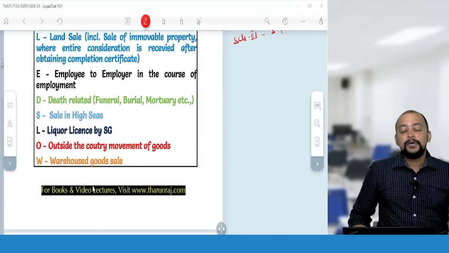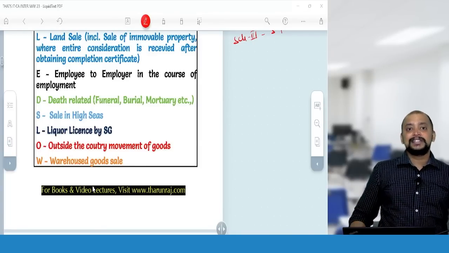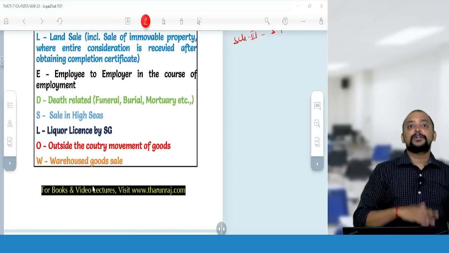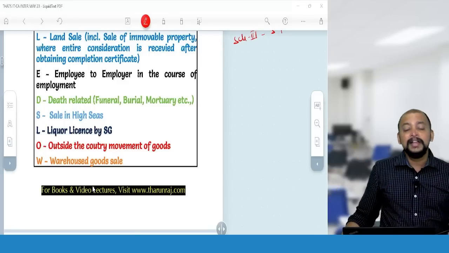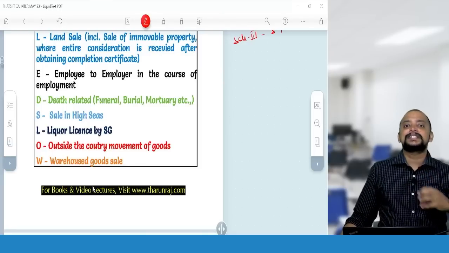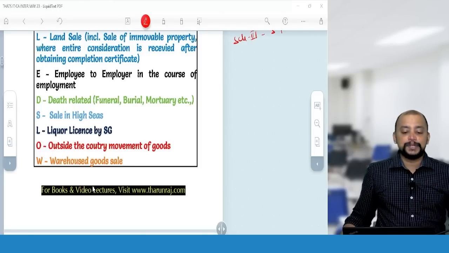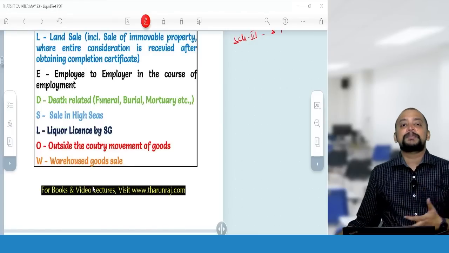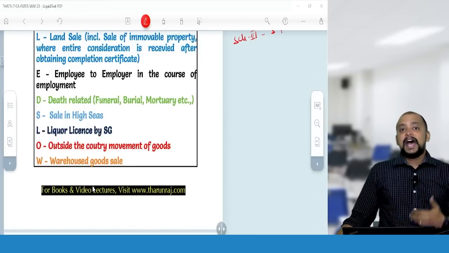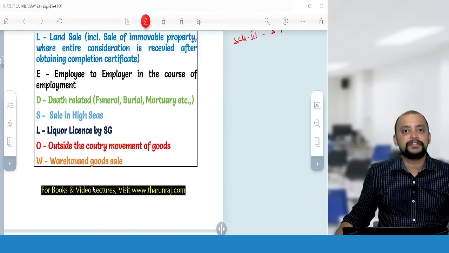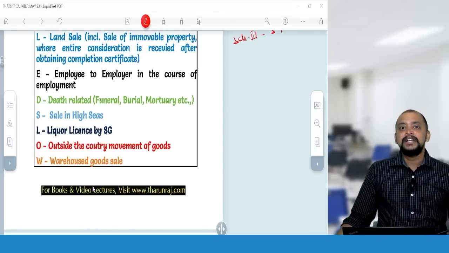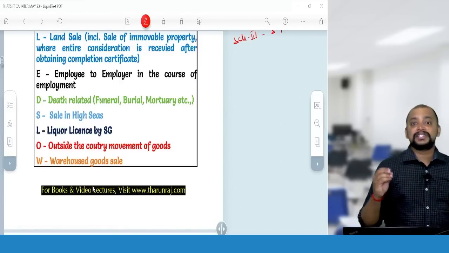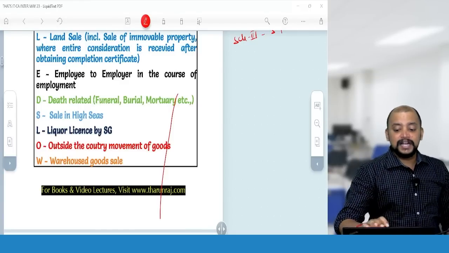O for outside the country movement of goods, that is goods originating outside India and terminating outside India. Starting point and ending point are both outside India, but the payment is received in India, then also it is excluded from supply. Then W, warehoused goods sold. Imported goods which are kept in the customs warehouse without payment of customs duty, and I transfer these goods to some other person by way of transfer of documents of title, just like sale before import. That is also excluded from supply. So these are the various activities given in section 7 subsection 2 read with schedule 3, which are excluded from supply.